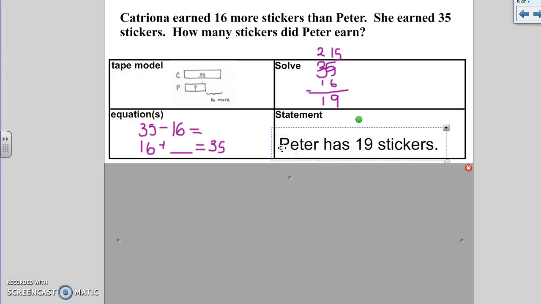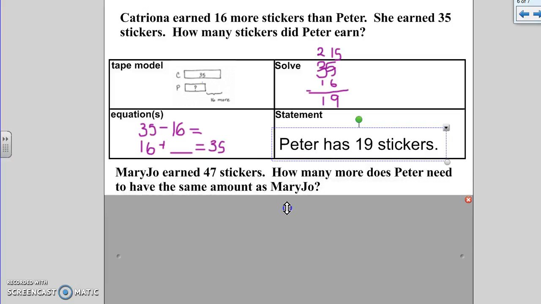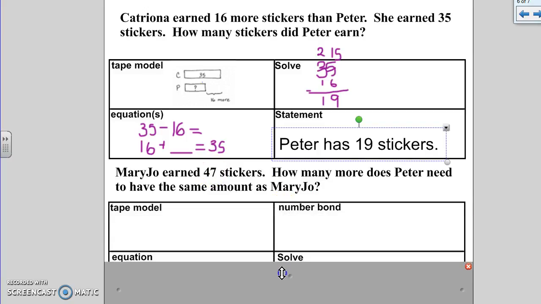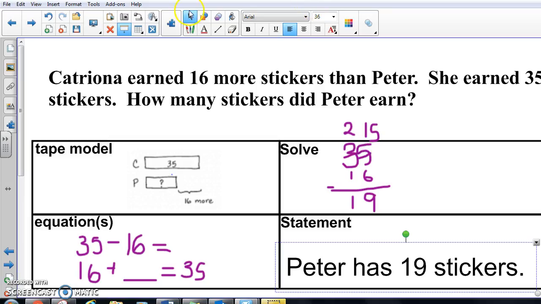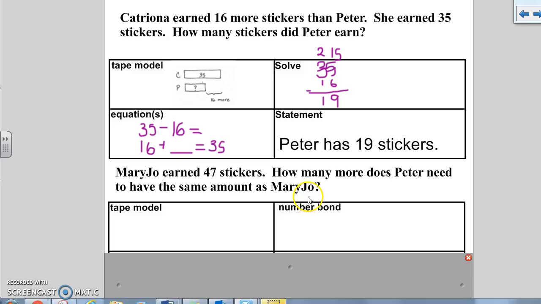Go ahead and put your pencil down once you're finished with all of the parts of the story problem, because there's a second step to it. Put your pencil down and listen to the second part. Mary Jo earned 47 stickers. How many more does Peter need to have the same amount as Mary Jo? We know that Mary Jo has 47 stickers. We know that Peter has 19. We need to find out how many more Peter needs to have 47.